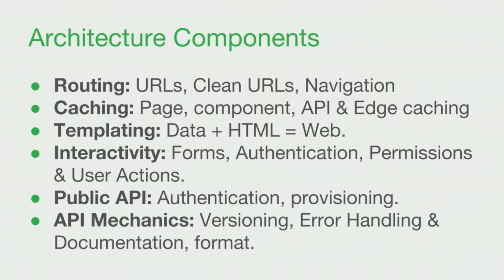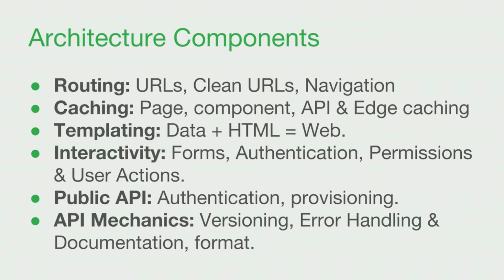So routing, clean URLs and navigation, those potentially are separate systems and handled in different ways, but just happen for you for free in Drupal. Caching. How is that going to work? Where is the caching going to live in your application? Is it going to be Drupal caching and then Varnish in front of it, or is your front-end application going to have its own cache of the data from Drupal?